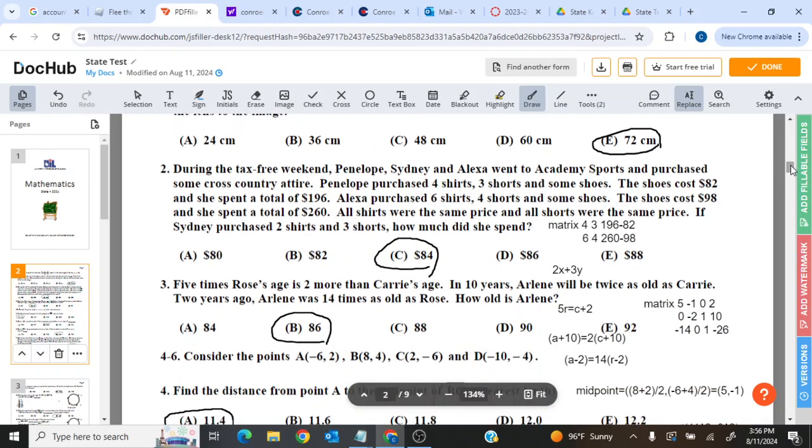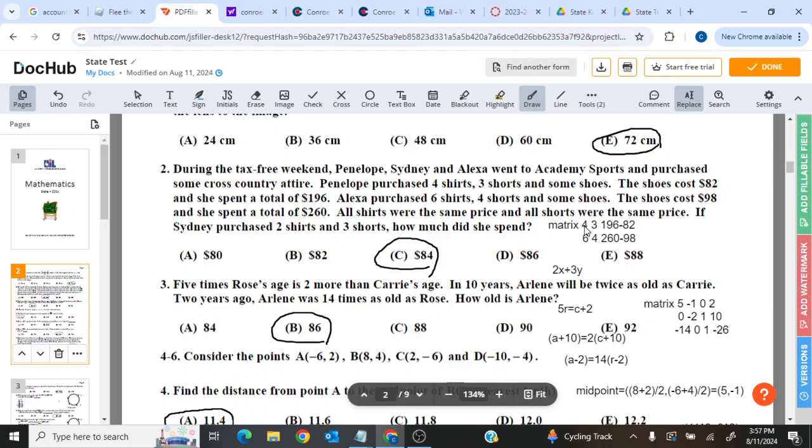2, during tax-free weekend, Penelope, Sydney, and Alexa went to Academy Sports, purchased some cross-country attire. Penelope purchased 4 shirts, 3 shorts, and some shoes. The shoes cost $82, and she spent a total of 196 bucks. Alexa purchased 6 shirts, 4 shorts, and some shoes. The shoes cost $98. She spent a total of 260, and all shirts were the same price, and same with shorts. She purchased this stuff. How much did she spend?